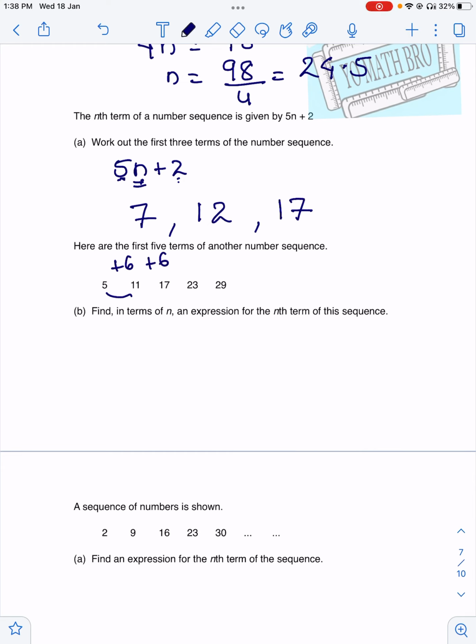11 plus 6 gives me 17. So my difference is 6. I multiply by n. Then I multiply 6 into 1, 6, always the first term, always 1. So 6n you have written. You write here 6. 7n you have written.